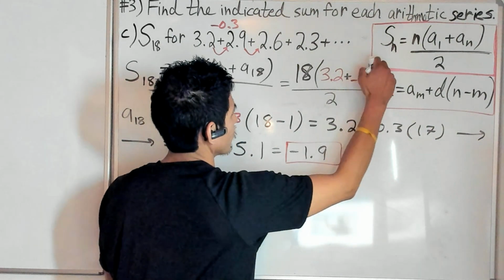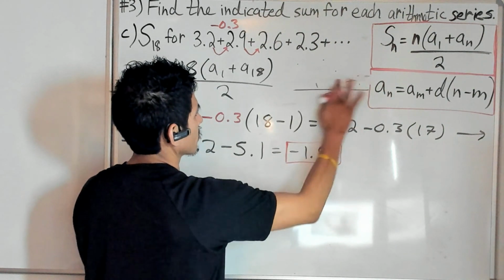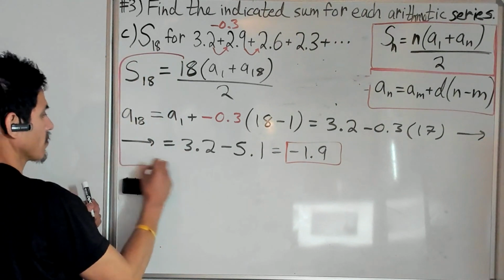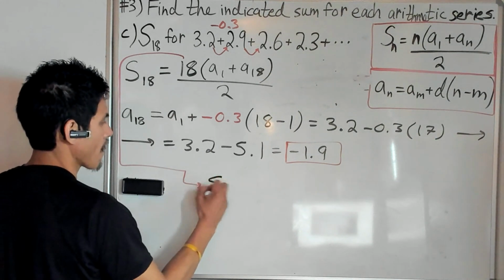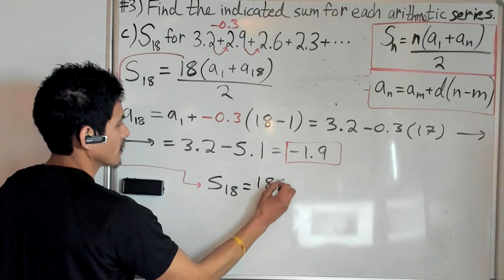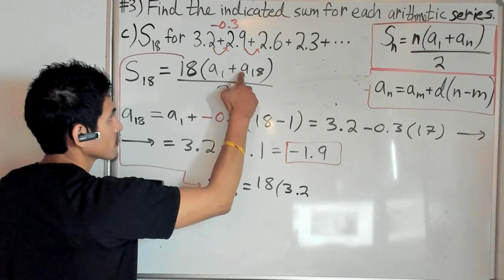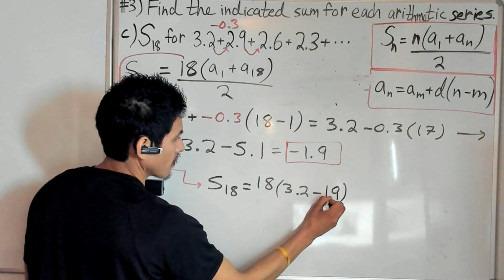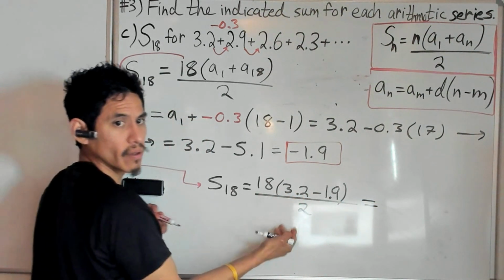Doesn't really fit that well, so let me rewrite this cleaner because I don't like squeezing it. Actually, I'm going to rewrite it all over. Power of whiteboards and erasure. S18 will be 18 times a1, or 3.2, plus, or let's just say minus 1.9, over 2. And then we just break it down from here.